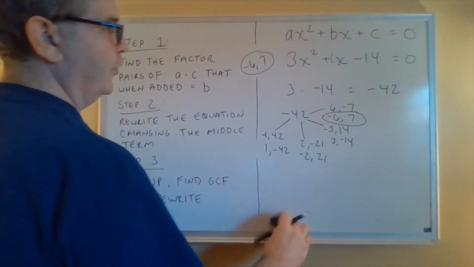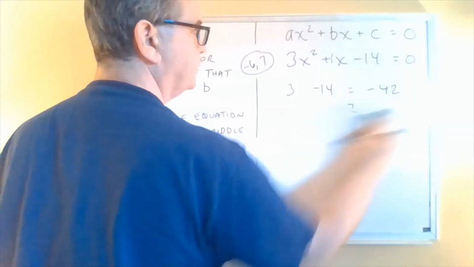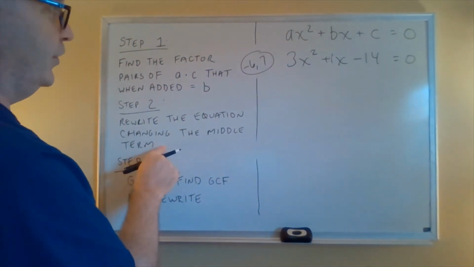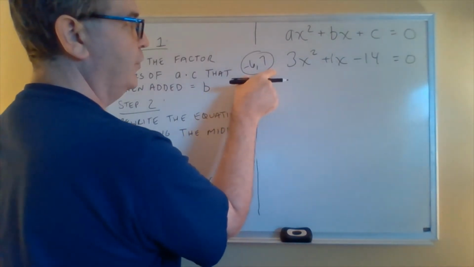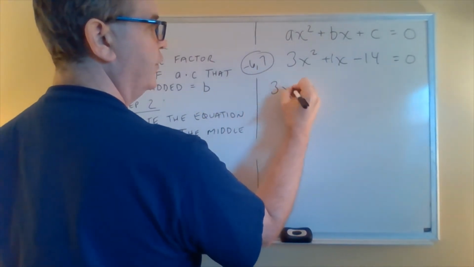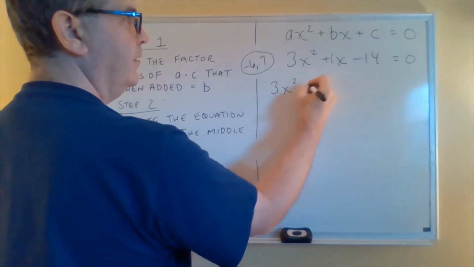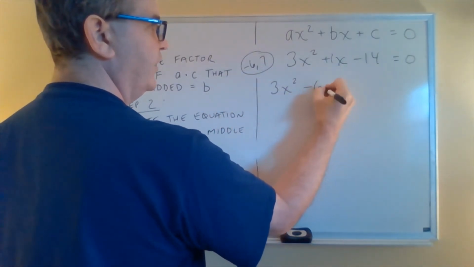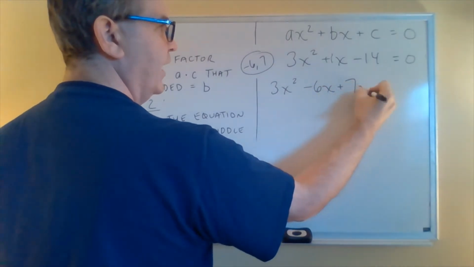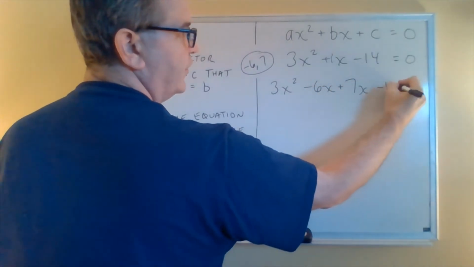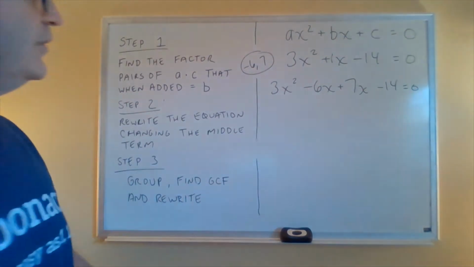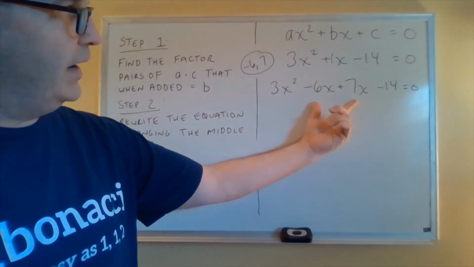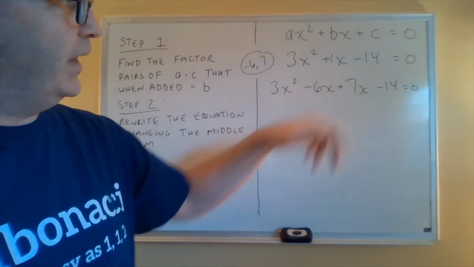Okay. So I'm going to erase our factoring work here. We're going to rewrite this equation now, changing the middle term to include these two numbers. So our lead term stays the same, 3x squared. But this middle term, this plus x, we are now going to say minus 6x plus 7x. Our last term stays the same. Okay, so we didn't really change anything. We still have negative 6x plus 7x. We combine those like terms, that gives us a positive 1x.